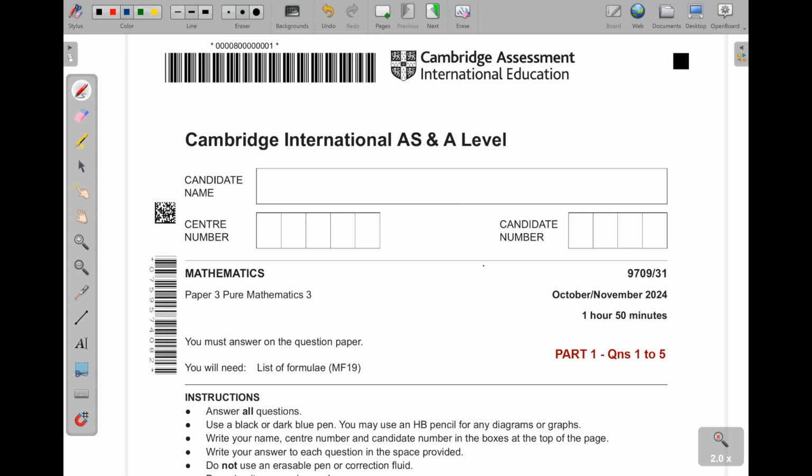This is Teacher Simon taking you through Cambridge International AS and A-Level Pure Mathematics 3 for October, November 2024, paper 3-1, part 1 for questions 1 to 5.